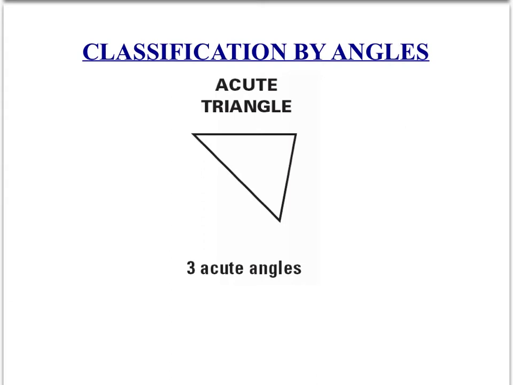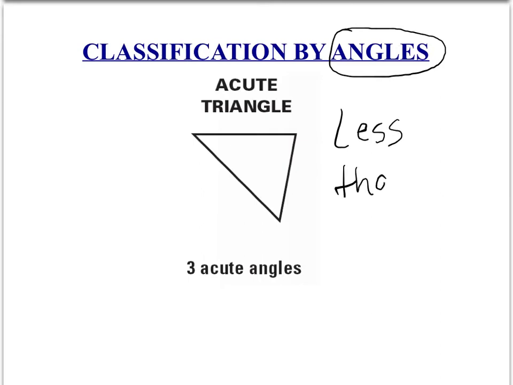Okay, for an acute triangle, now we're classifying these by angles. So notice the distinction between classifying them by sides and classifying them by their angles. So remember, the definition of an acute angle is any angle that's less than 90 degrees. So for this triangle, all these angles right here, they're all less than 90 degrees.